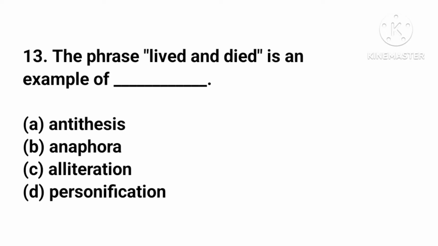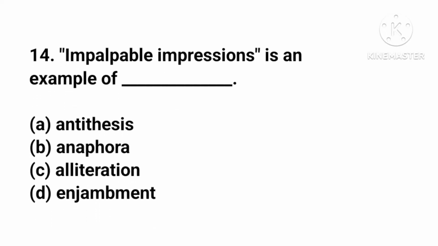What is an antithesis? When two words are exact opposite meanings and they are separated by and. So lived and died, they are exact opposites and they are separated by and. That is why it is an example of an antithesis. Now coming to the 14th question. You are really doing good.